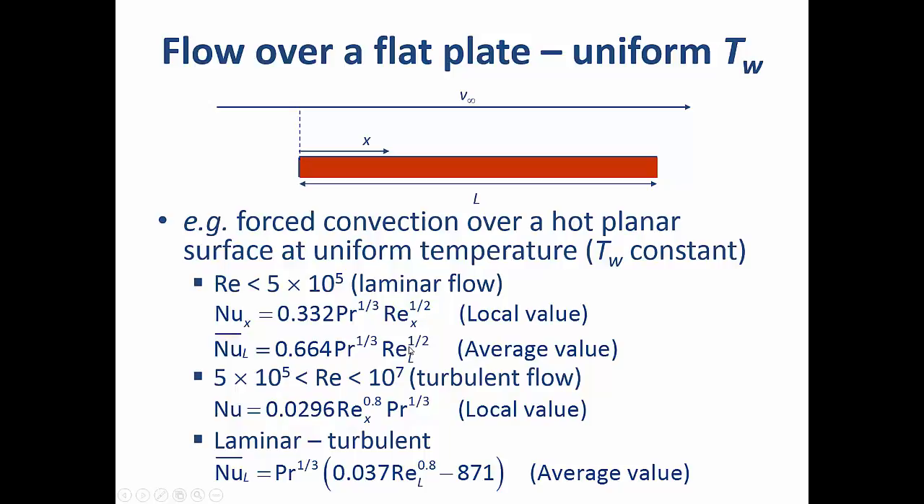If you now move into a turbulent flow regime, then the Nusselt number is equal to 0.0296 times the local Reynolds number to the power of 0.8 times the Prandtl number to 1/3, and then I give an equation here for a laminar to turbulent case, giving an overall average Nusselt number related to the Prandtl number to a third, the Reynolds number again to power 0.8. So this will apply to an entire plate where you have a flow that changes from laminar to turbulent partway along the plate.